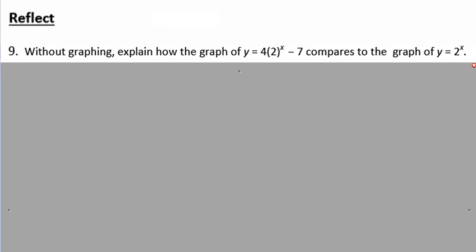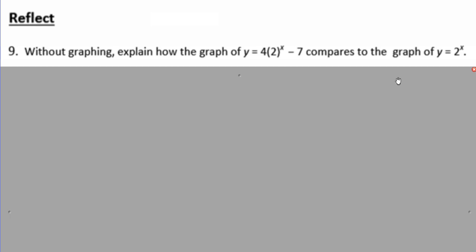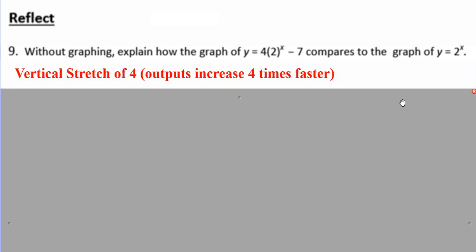So without graphing, if our parent function is still 2 to the power of x, and we have this new function, y equals 4 times 2 to the power of x minus 7, how would they compare? Well, notice we have 2 changes to this equation, right? We've got this multiplier of 4, and we also are taking away 7. So we have 2 transformations happening here. We know that the multiplier of 4 is going to be a vertical stretch of 4. So those outputs are going to be 4 times as fast as they were before.